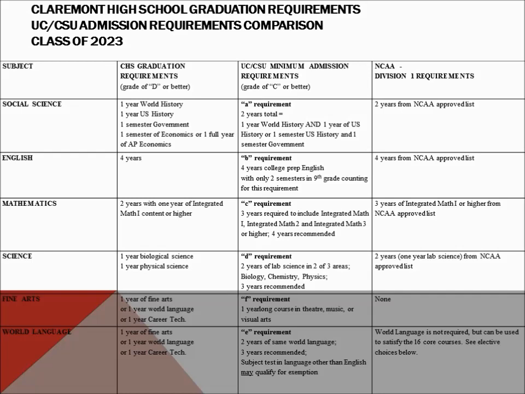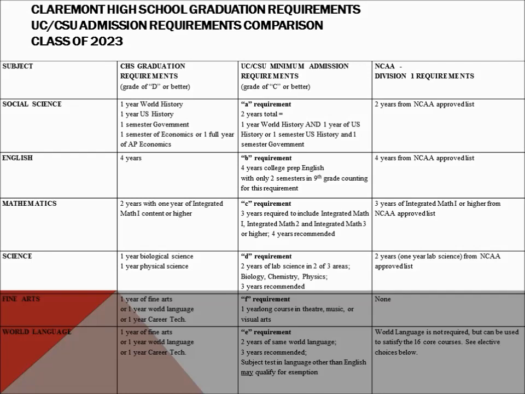In the area of science, in order to graduate, students need to have a year of a biological science and a year of physical science. So students who have currently fulfilled their biological science this year by being in biology, next year you would take a physical science. And if you're currently in a physical science, then next year as a sophomore you'll take a life science, and that will complete your 2 years of science for graduation. For college purposes, they too require 2 years, that's the minimum, but 3 years are recommended.